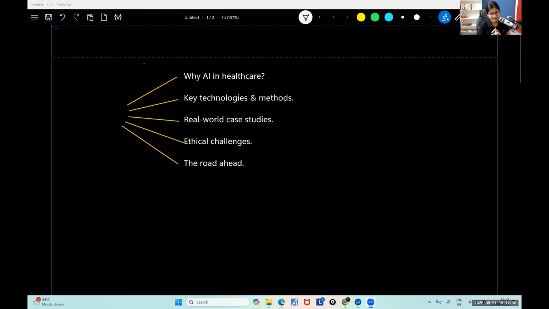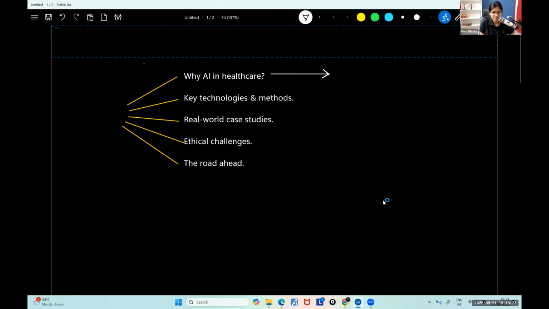The very first thing is why we are having this domain of AI in healthcare. So, what's the reason behind that? Any guesses? Anyone? What is the need of AI? What is the real motivation of AI in healthcare domain? Batao.